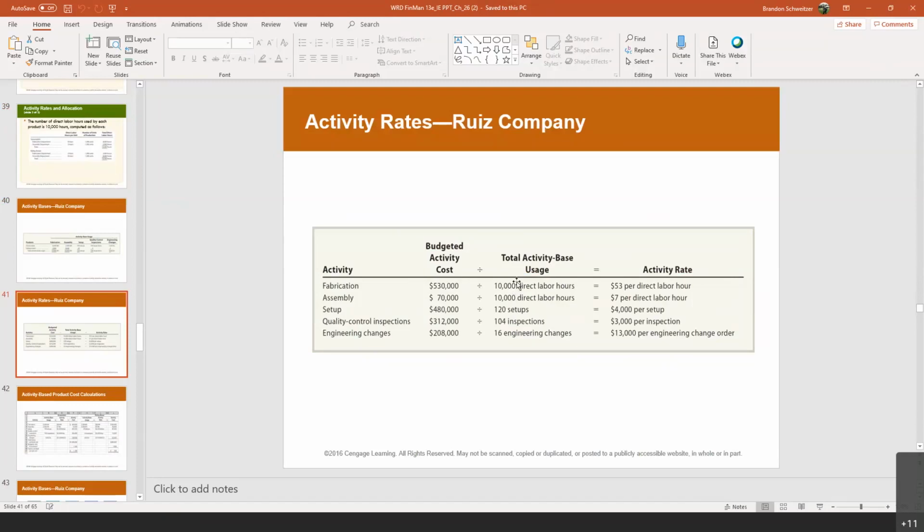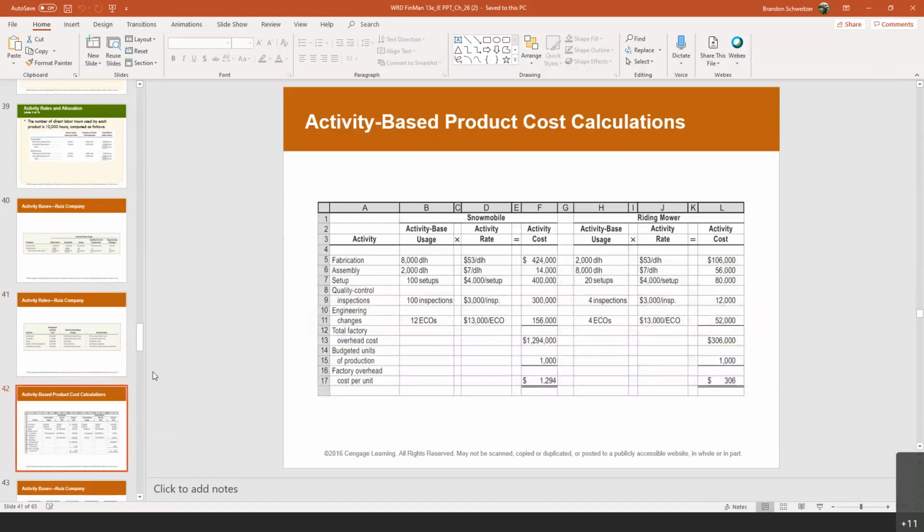fabrication, for assembly, 120 setups. So you take your budget amount for setups divided by the number of setups to get the amount per setup. That's the activity rate. And once you figure out the activity rate, you can figure out your activity cost. Take your base usage times your activity rate to get your activity cost. You can extrapolate all the way down for each product to get your total factory overhead cost per product.